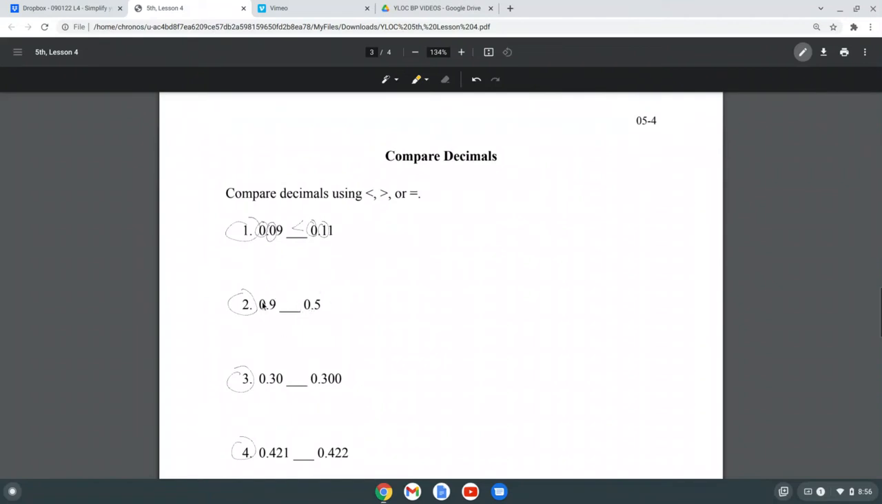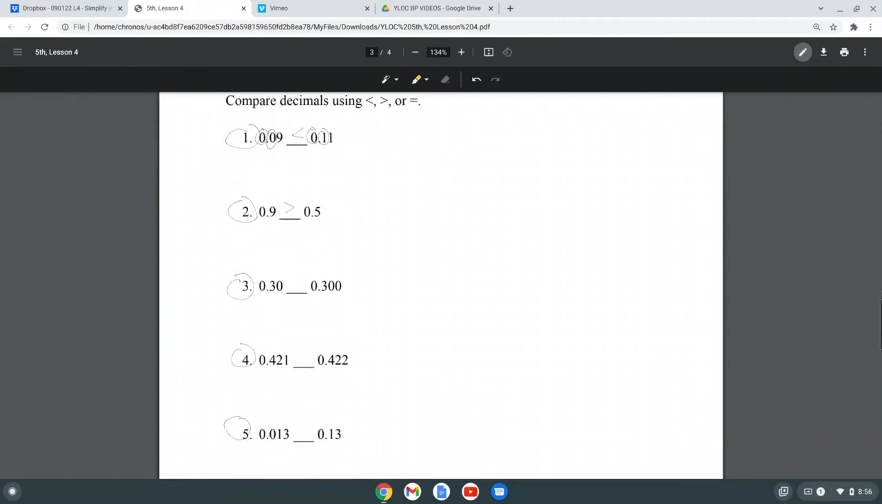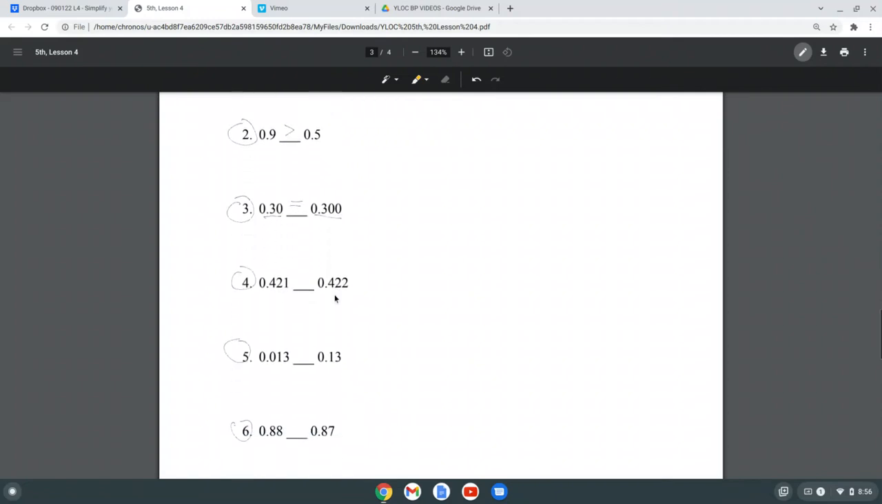0.9, 0.5. They both have 0 in the ones. In the tenths place, here we have 5, here we have 9. 9 is greater than 5. So 0.9 is greater than 0.5. Next we have 0.30 and 0.300. And so they're both equal to each other because they're both the same number and have the same value.